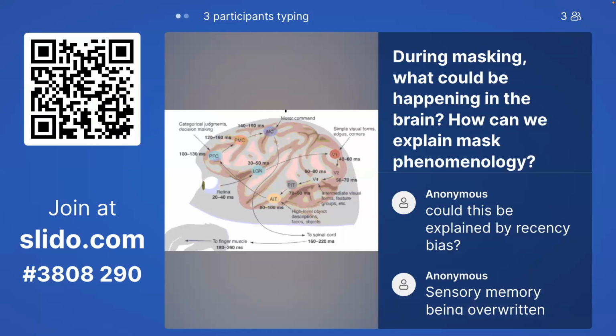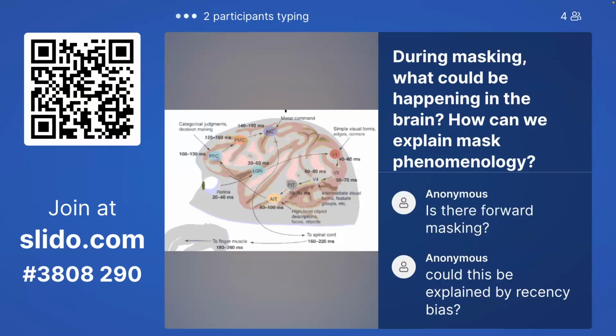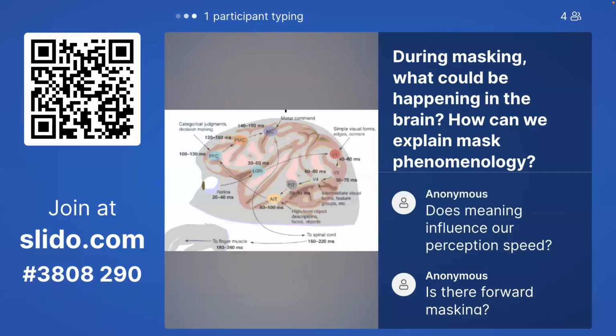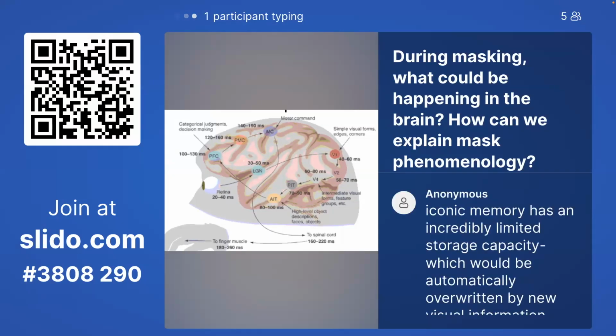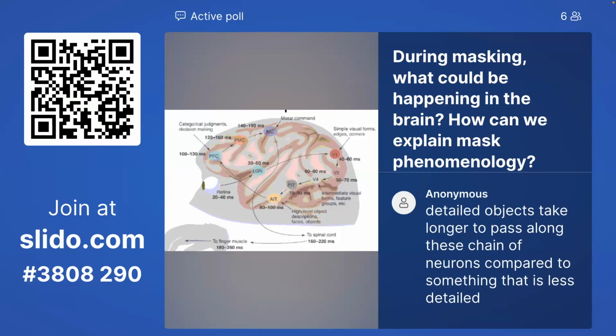I thought maybe the letter has more meaning than the lines, and that takes more time to process. I see. That's also another good point. So Lina's idea is that because the letter is a more complicated stimulus than lines, it takes more time to process and also to emerge into consciousness. So that's why this meaningless thing can catch up and erase it.